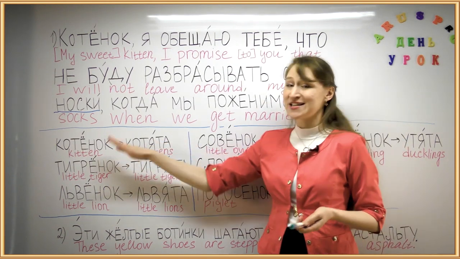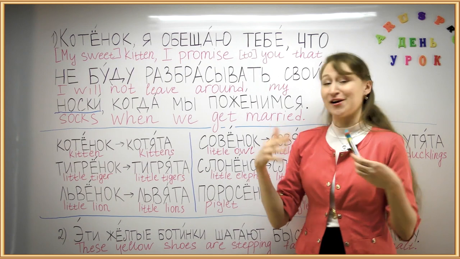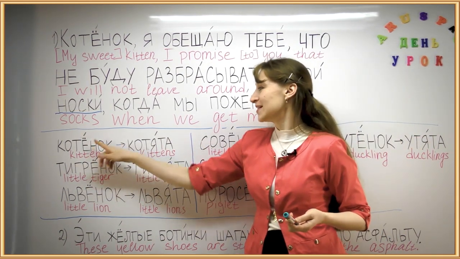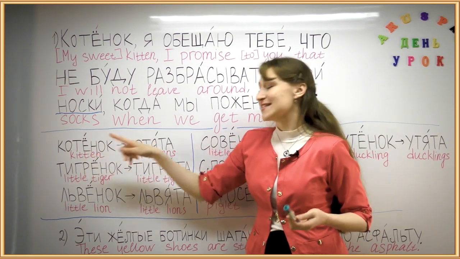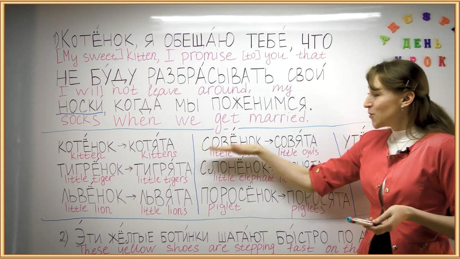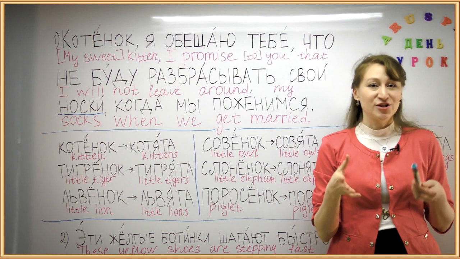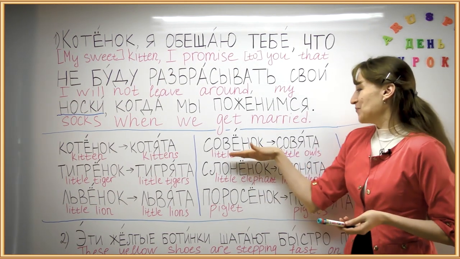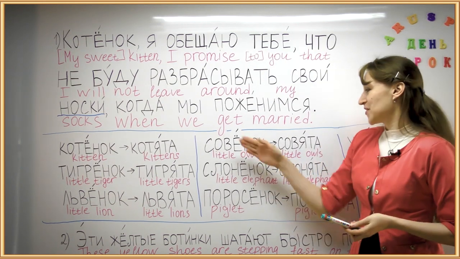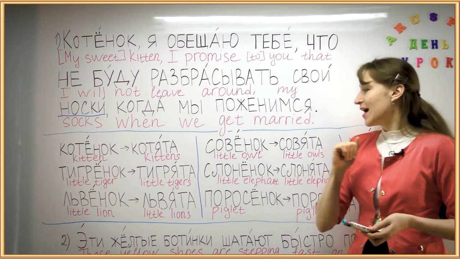Котёнок is used more for women because, you know, cats are cuter, more fluffy, and so on. So, котёнок, again, this is a diminutive baby name. Совёнок can also be used for your girlfriend, especially when she likes to stay up at night, and later in the morning she cannot wake up. So she's like a little owl, night owl, совёнок.